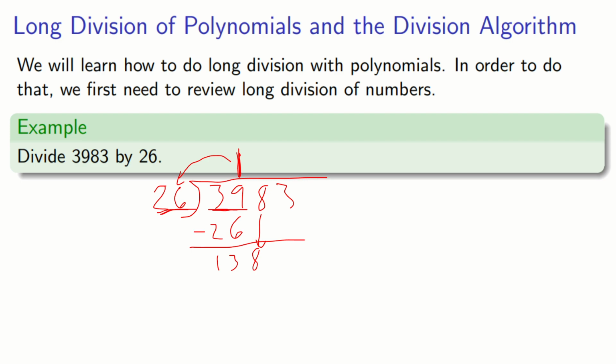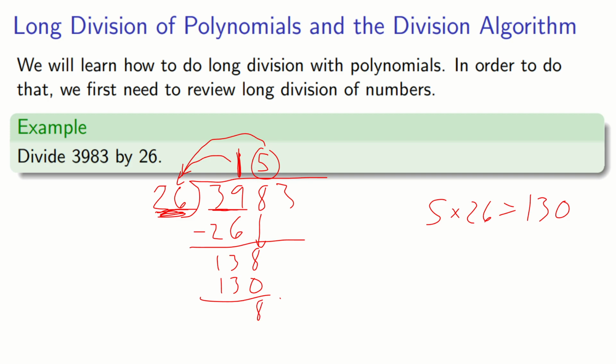After I bring down that 8, I continue the pattern and ask how many times can 26 go into 138? Well, it can go in there 5 times, as 5 times 26 is equal to 130. I take this 5 and I multiply it by 26, and that gives me 130, okay? And so then I'm left with 8, and I bring down the 3.